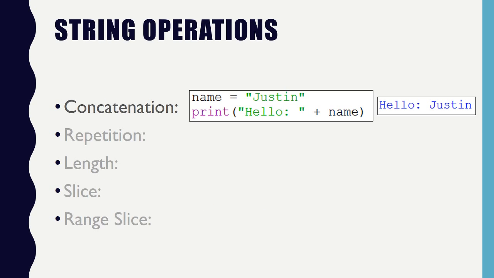Now, we had operators with numbers, like plus and minus, we had operators with booleans, like and or, and of course we have string operators as well. The most common one is concatenation. That takes two strings and just places them next to each other as a third string. So in this case, I'm going to print out hello Justin by concatenating the hello string with the Justin string into one string that's just the two of them stitched together.